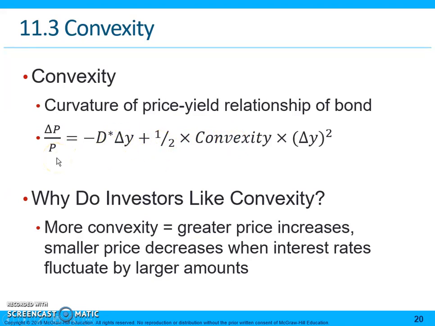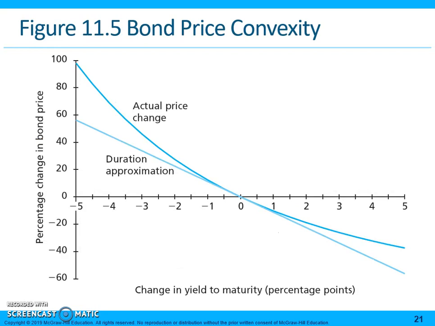So now, why do investors like convexity? The more convexity, the greater price increases, and the smaller price decreases when interest rates fluctuate by larger amounts. And we're going to see this on the next slide here.